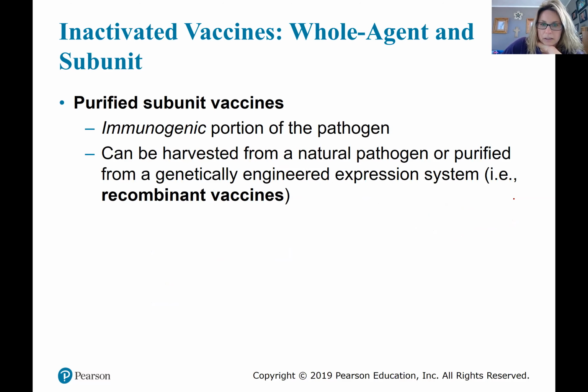Purified vaccines are basically harvested from a natural pathogen and then purified, or they're going to be basically a genetically engineered product. And we'll talk about recombination vaccines here in a minute, but things would be like HPV and Hep B.